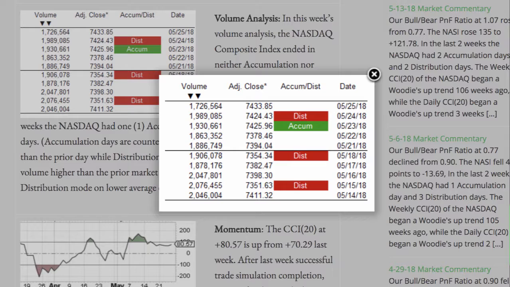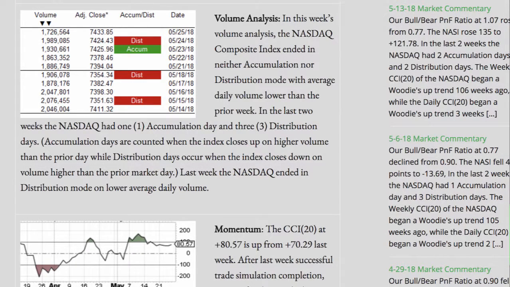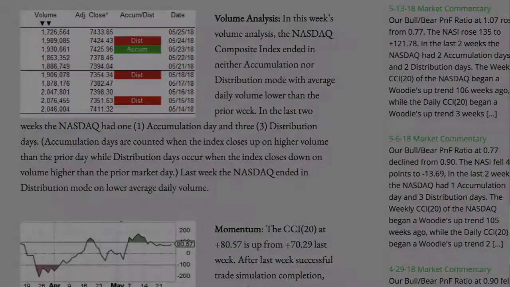Volume analysis. In this week's volume analysis, the Nasdaq Composite Index ended in neither accumulation nor distribution mode, with average daily volume lower than the prior week. In the last 2 weeks, the Nasdaq had 1 accumulation day and 3 distribution days. Accumulation days are counted when the index closes up on higher volume than the prior market day, while distribution days occur when the index closes down on volume higher than the prior market day. Last week, the Nasdaq ended in distribution mode on lower average daily volume.